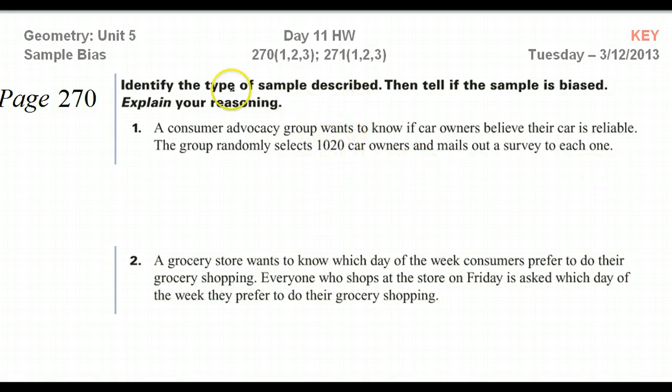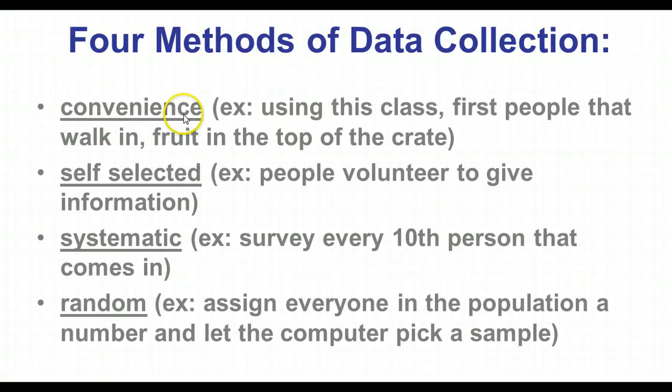Okay, so number 1, identify the type of sample described, then tell if the sample is biased and explain your reasoning. I will just briefly mention that the 4 possible types of sampling are convenience, self-selected, systematic, and random. And again, watch part 1 of this lesson, watch the other video that came before this for a detailed explanation.